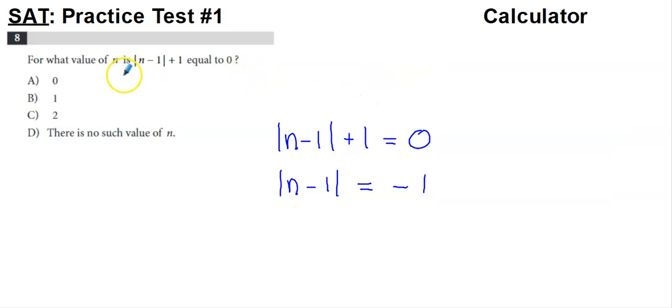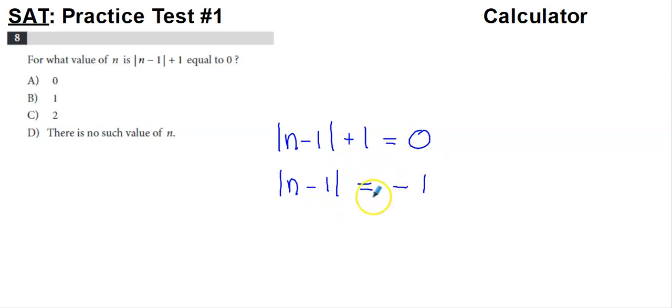So it's asking, for what value of n is the absolute value of n minus 1, plus 1, going to equal 0? Well, you should hopefully realize that in order for whatever this answer is, plus 1, to equal 0, what's here has to equal negative 1, right? Negative 1 plus 1 is definitely equal to 0.